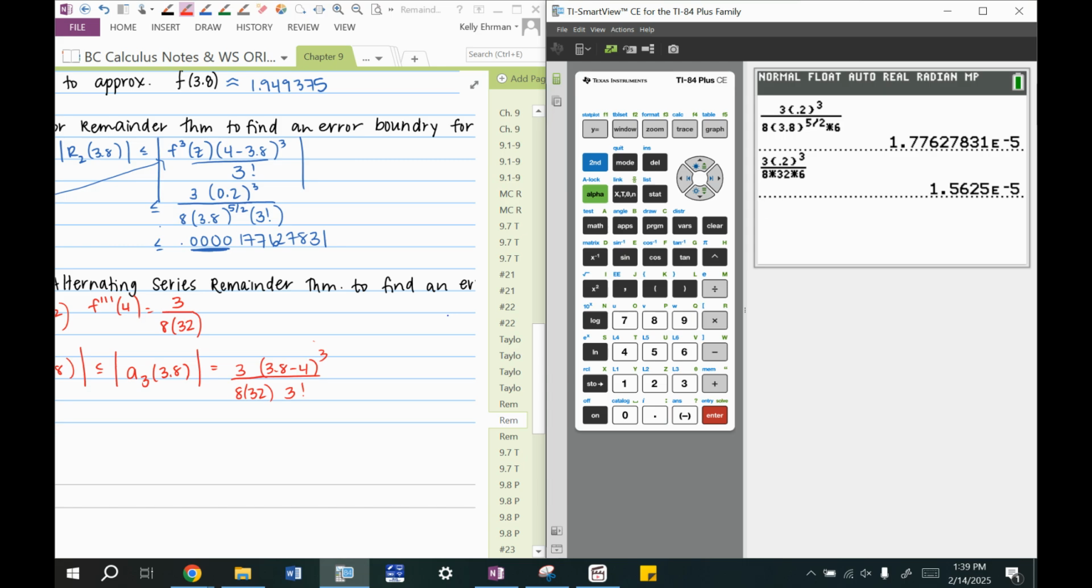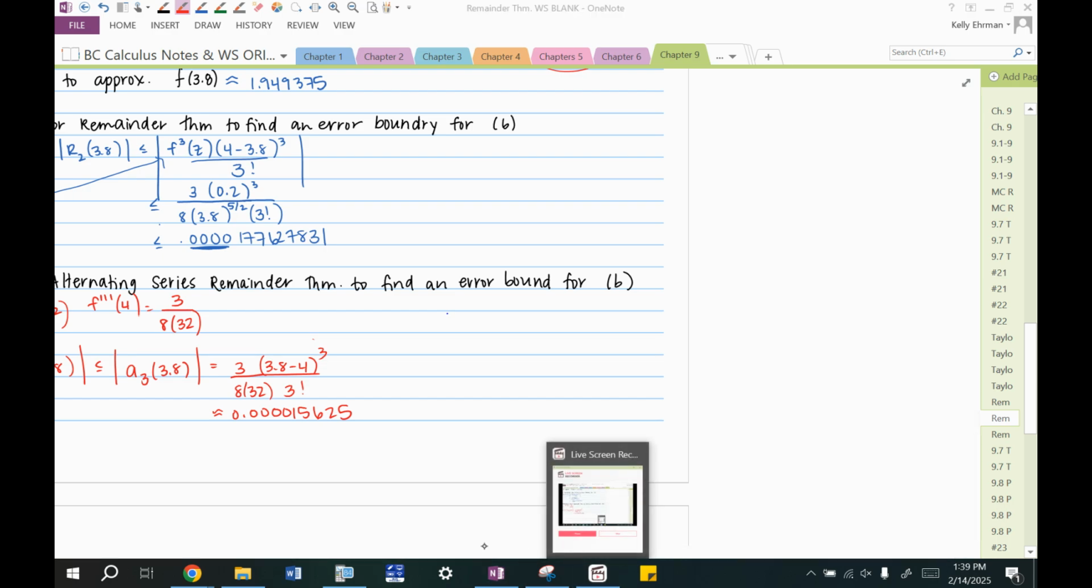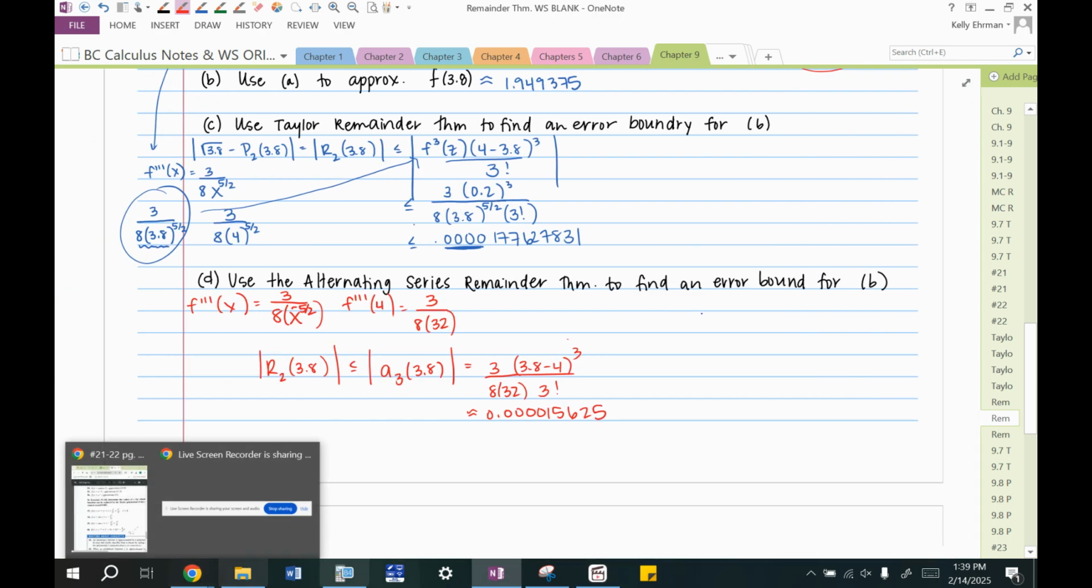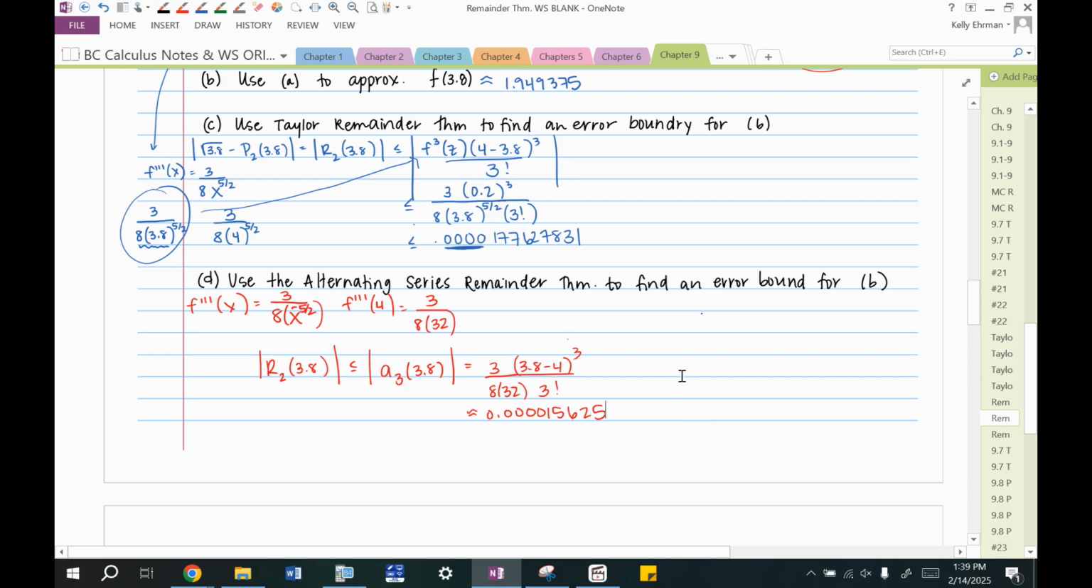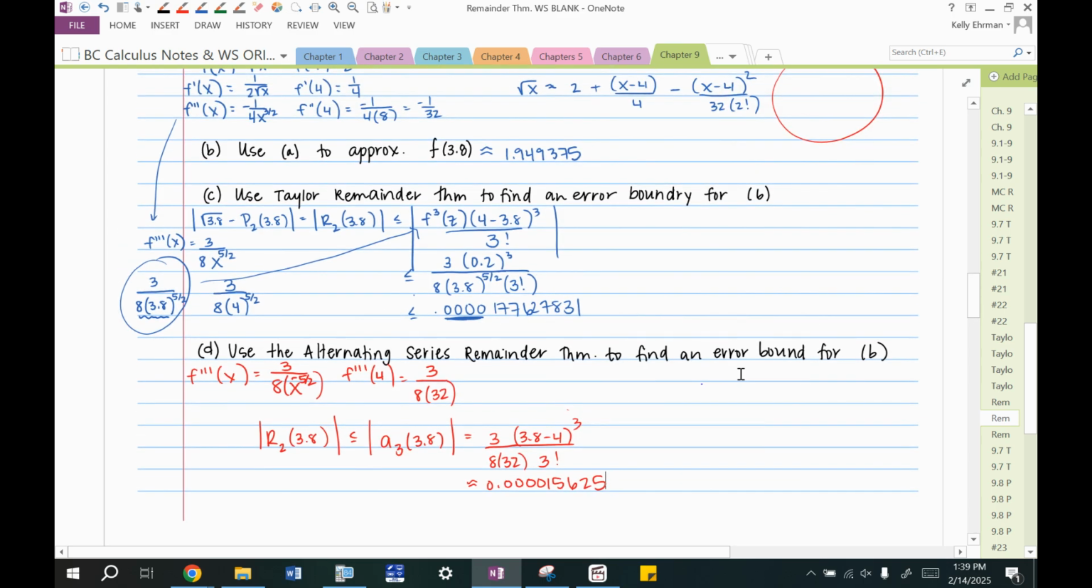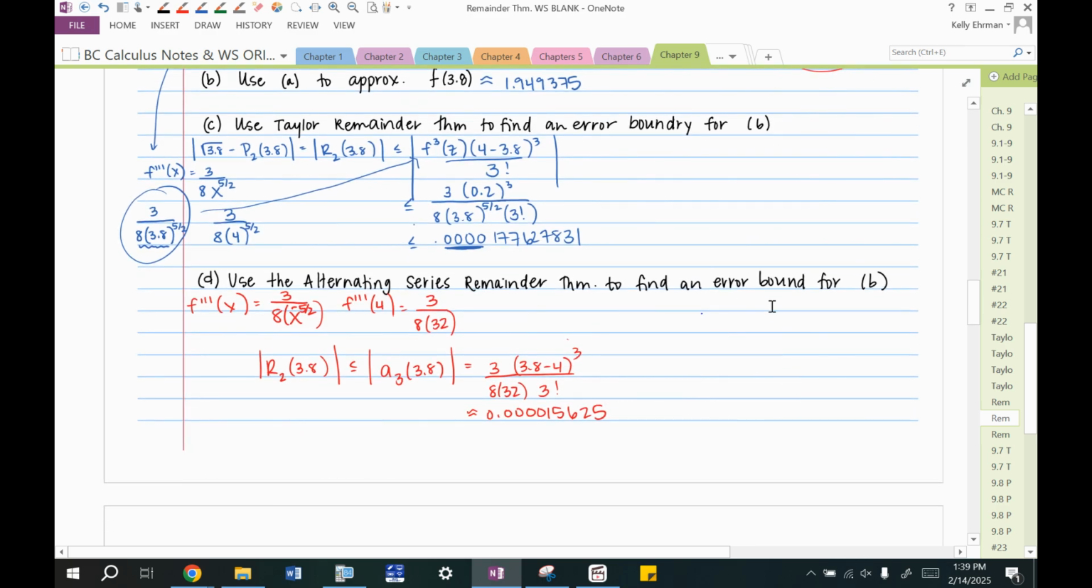All right, so I'm going to write this down. 1, 2, 3, 4, 1, 5, 6, 2, 5. They will tell you which error bound to use. If they don't come right out and say alternating series remainder theorem, then they will say something like the terms in this series are alternating in sign and decreasing towards 0 in value, and that's your green light to use the alternating series remainder as well.